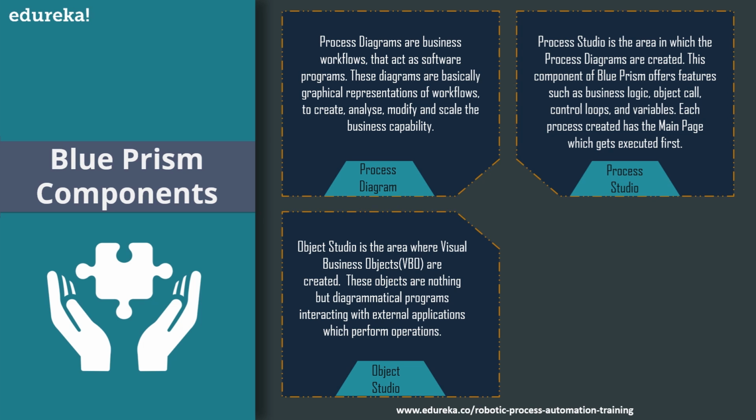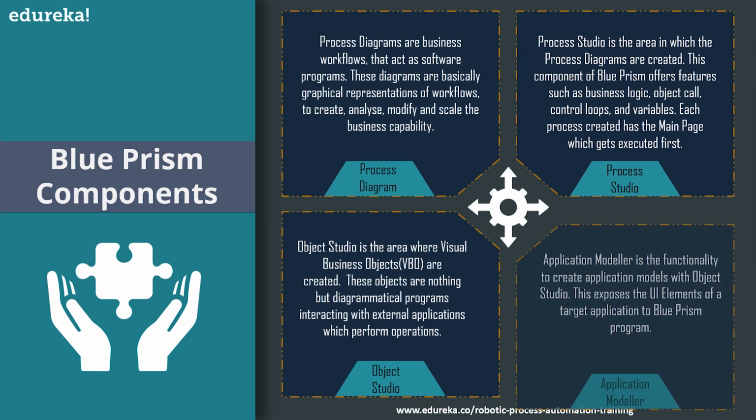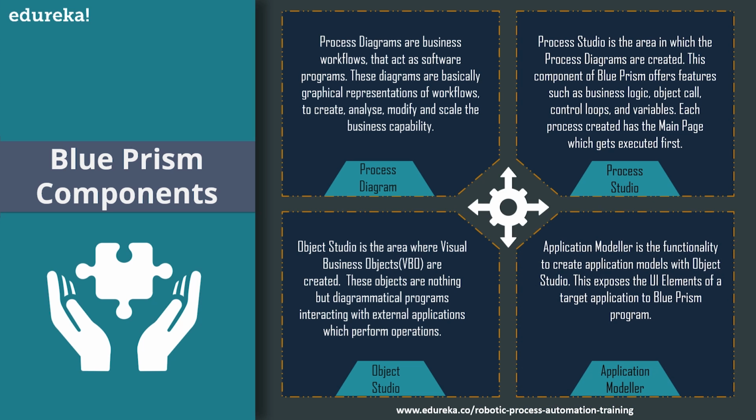Also, let me tell you that each Object Studio does not have a main page, but yes, it does have two default pages organized as a flat group, right? Now, finally, moving on to the last component, that is the Application Modeler. Application Modeler is basically the functionality to create application models with the Object Studio. So this basically exposes the UI elements of the target application to the Blue Prism program itself, right?